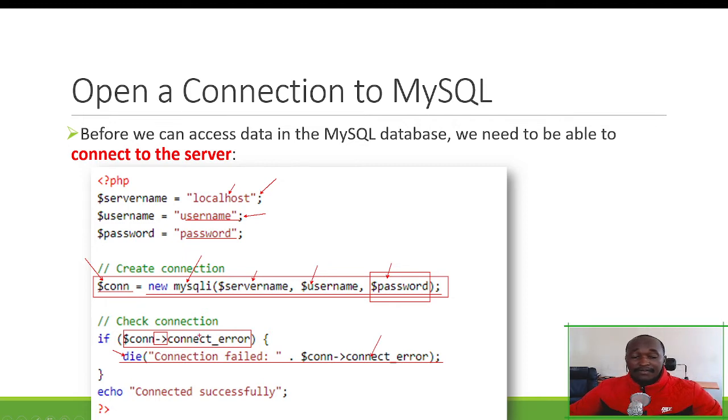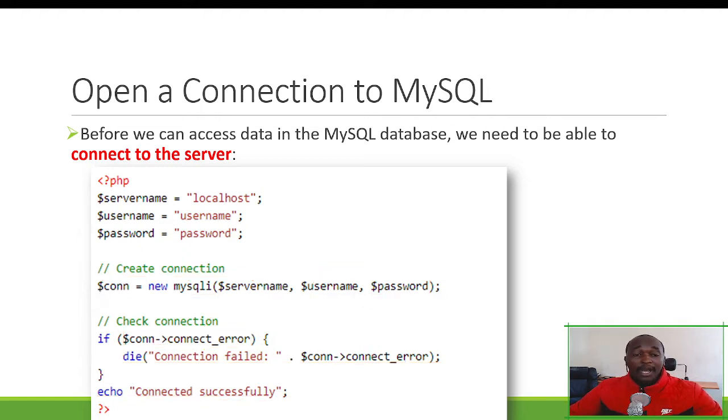Otherwise, if this is false, then it's simply going to print out that the connection occurred successfully. So generally, that is how we do it.